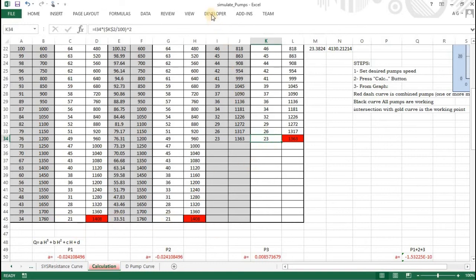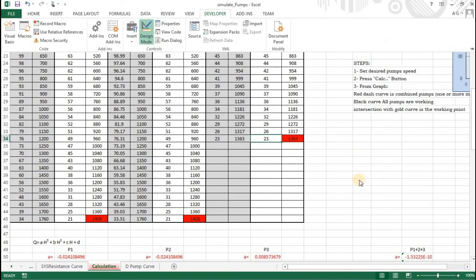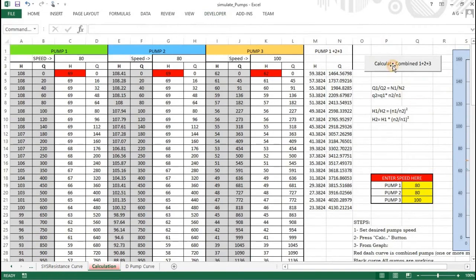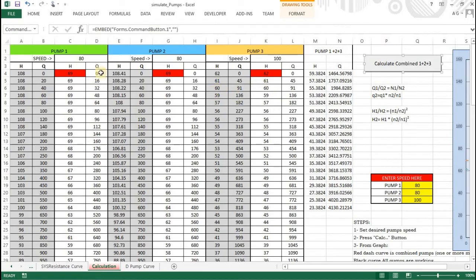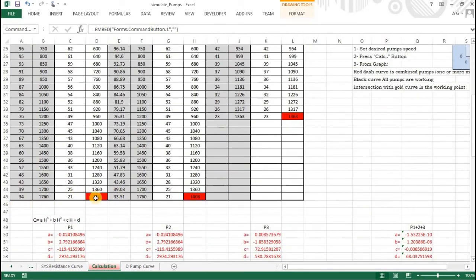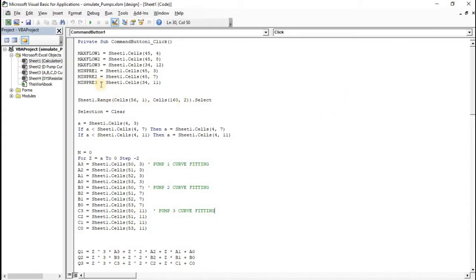So let's go into my macro. See what's there. Okay, so it started by looking at the maximum flow rate of pump 1, 2, and 3, and it's denoted by the cell 45 and 4. This is my maximum. Okay, so now I have the minimum pressure, maximum flow, minimum pressure.